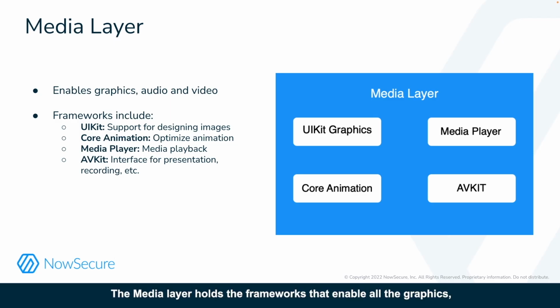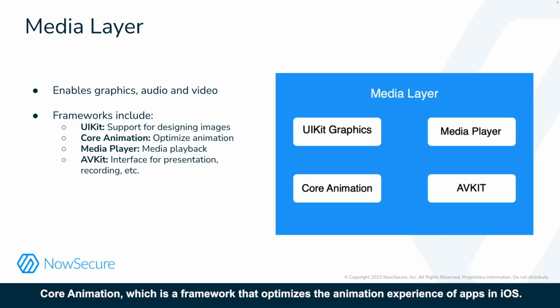The media layer holds the frameworks that enable all the graphics, audio, and video technologies of the system. Some frameworks include UIKit Graphics, which provides classes and protocols that help configure your drawing environment and render your content. Core Animation, which is a framework that optimizes the animation experience of apps in iOS. The Media Player framework, which controls playback of the user's media from an application. And the AV Kit, which implements various easy-to-use interfaces for video presentation, recording, and playback of audio and video.